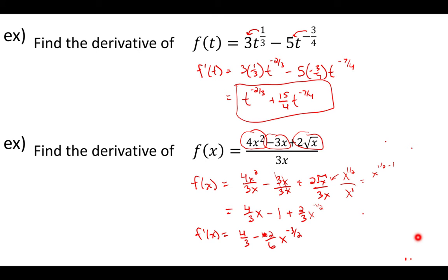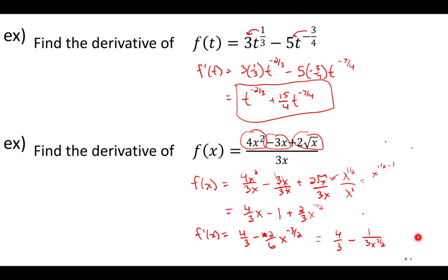Don't want to leave it like that because we weren't given it in a rational exponent form. This becomes 4/3. And then that has to go to the bottom of the fraction. So it's going to be minus, and then 2/6 reduces to 1/3, so it's going to be 1 over 3 x to the 3/2. We'll drop the negative because we took it to the bottom.